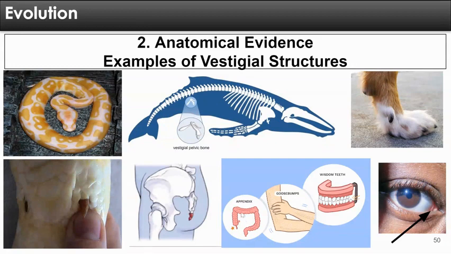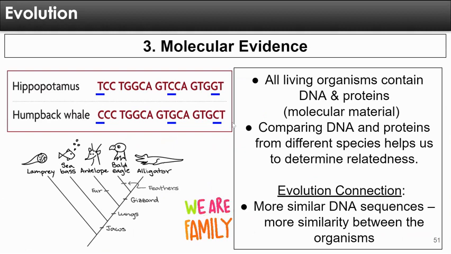We said appendix, goosebumps is another one. Wisdom teeth. And this little piece right here, I've got to look up the name of it. The corner of our inner eye shows remnants of a vestigial structure that we no longer use that is still present. Okay, I know it's a little bit vague on that, but it's part of your study guide to look those things up.